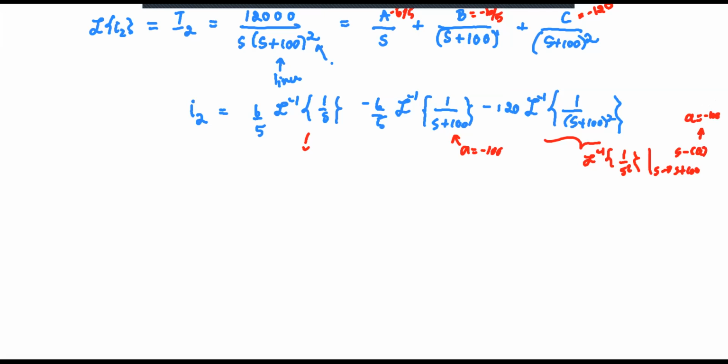Now put them all together. So the I2 is 6 over 5 times 1, or 6 over 5. The next is negative 6 over 5 e to the negative 100t. And then the second one, since the Laplace of 1 over s squared is just t to the first power, and then multiply by the translation, which is the e to the power at. So minus 120 e to the negative 100t from the translation multiplied by t from the inverse Laplace of 1 over s squared. So the translation occurs, so we multiply by e to the negative 100t. Okay, so this is the current I2.